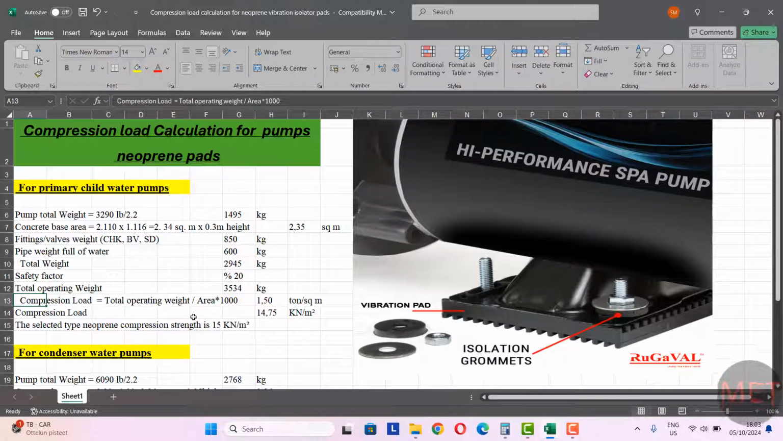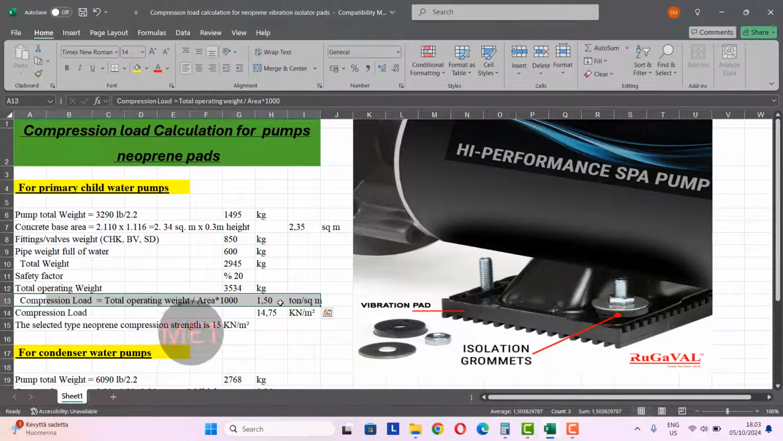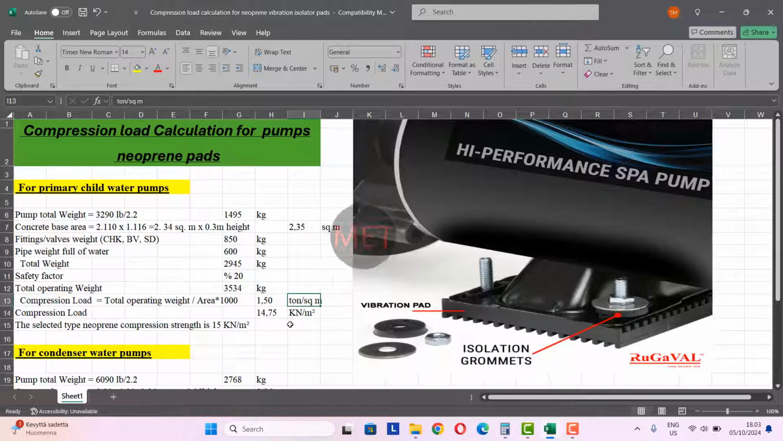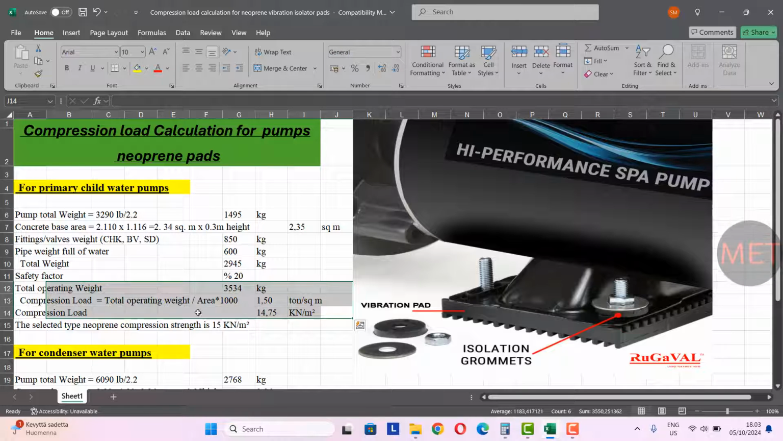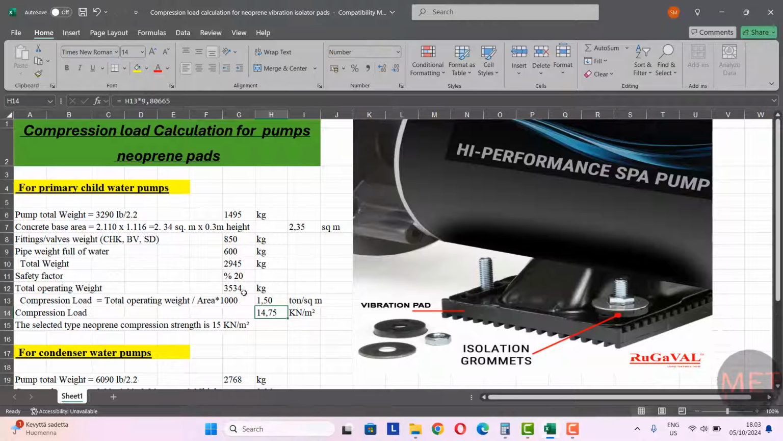Now we get the compression load by dividing the operating weight by the area. So compression load is equal to the total operating weight, which we just calculated here, divided by the concrete base area, which we said is 2.35 square meters. If you divide by 1000, you will get it in tons. So now the compression load which comes here is 1.50 tons per square meter. In order to get this compression load in kilonewton per square meter, we just multiply this value, 1.50, by 9.80. So the compression load which we calculated here for the primary chilled water pump is 14.75 kilonewton per square meter.